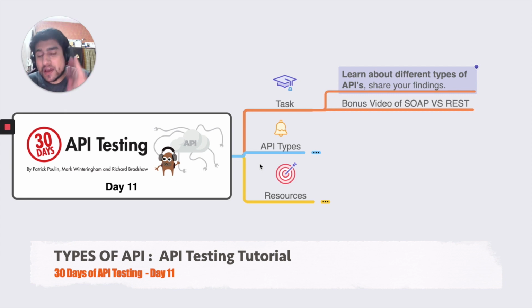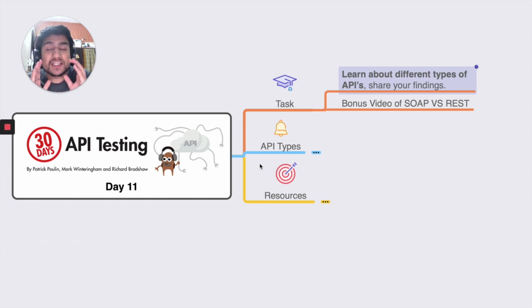This is day 11 and today's task is that we are going to learn about the different types of APIs. I'm going to give you a lot of resources, plus there is a bonus video that I'm unlocking from my course of REST API testing with Python, which describes SOAP versus REST in a very in-depth manner. So this is going to take a little bit long, but trust me guys, you will get a lot of value in this. So let's get started.